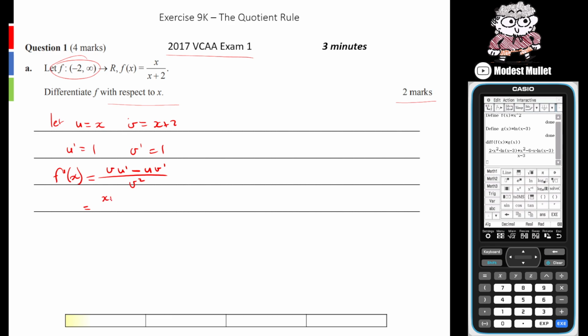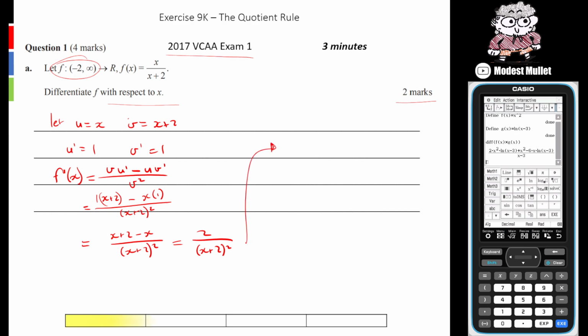x plus 2 all times 1, minus x times 1, on x plus 2 all squared, is equal to x plus 2 take away x on x plus 2 all squared, is equal to 2 on x plus 2 all squared. So there's our derivative, f dash of x.